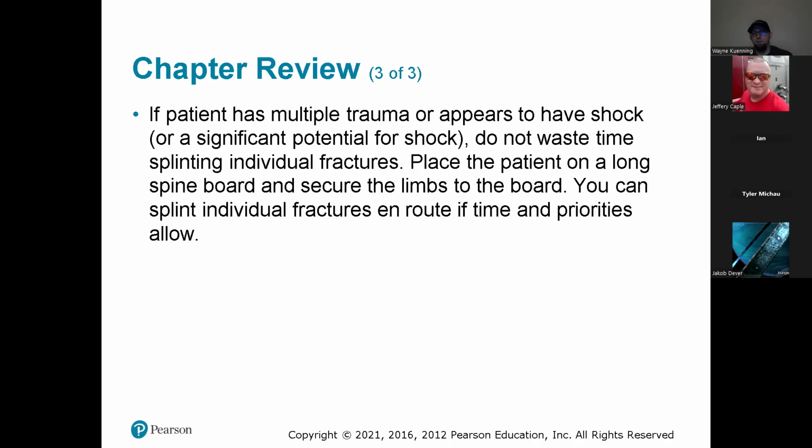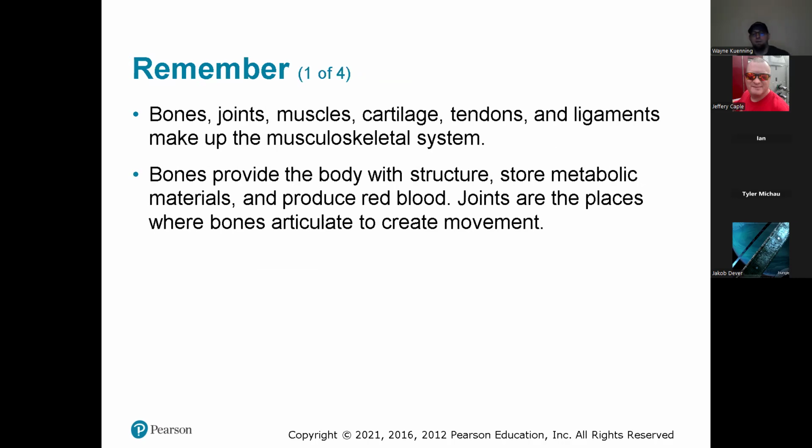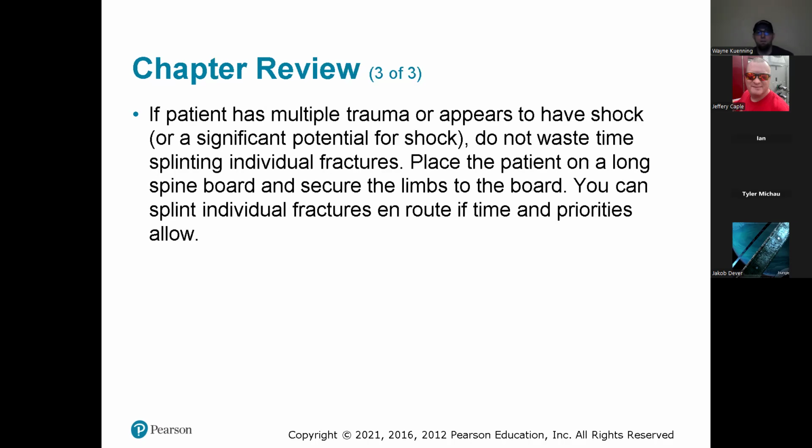If a patient has multiple trauma and appears to be in shock, don't waste time splinting individual fractures. Place them on a spine board, secure the limbs to the spine board, and then you can splint the individual fractures en route to the hospital if you have the ability to. The backboard is one human-sized splint. So worst case scenario, they're on it for 15 minutes on the way to the hospital, and once they get there, they get the pan scan, they can take them off of it.